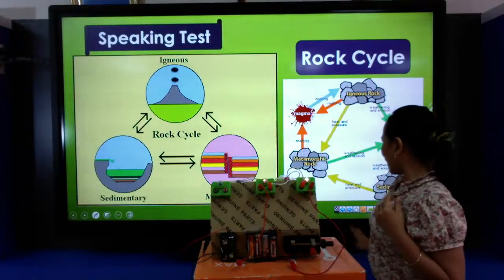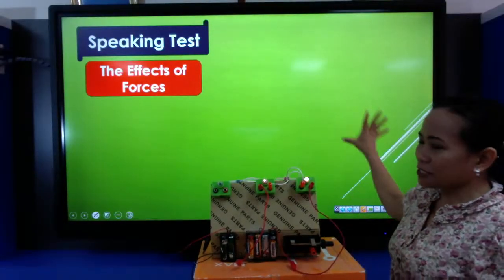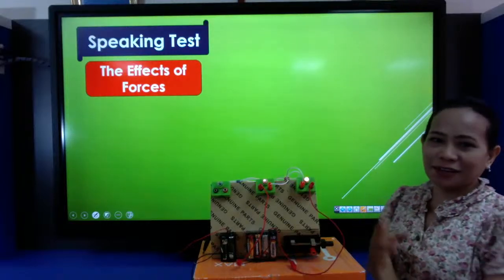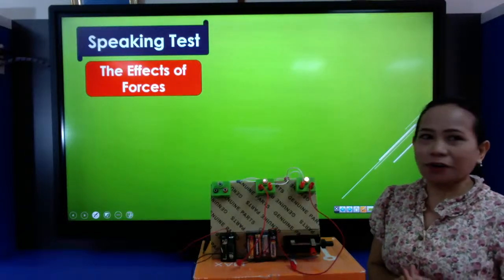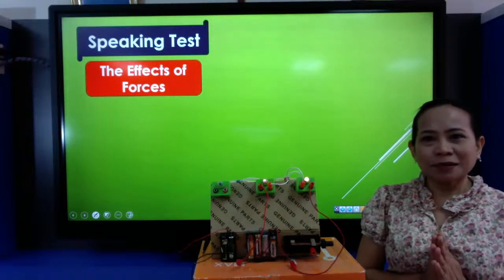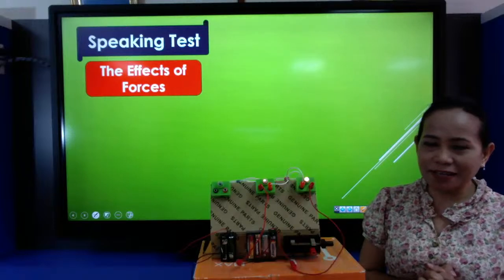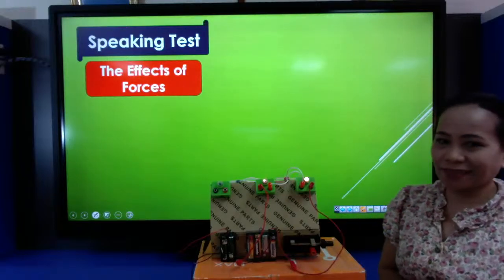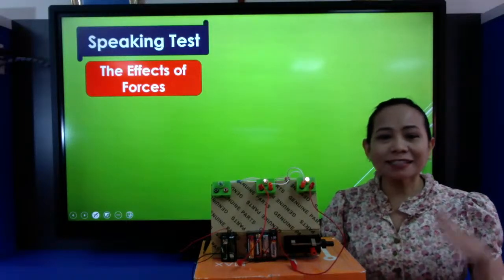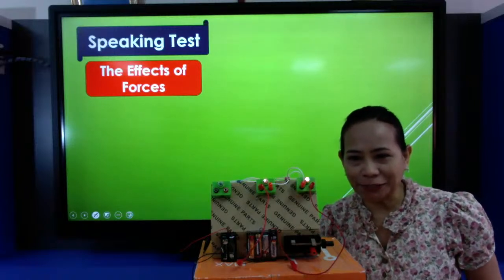If you choose forces, it is the effects of forces only. The pictures are hidden, and I will change the pictures that we used before. So get ready for our speaking test. Next week, I'll give you time to review. You choose only one topic, either rocks or forces. Please write in time so that I can read your answer.